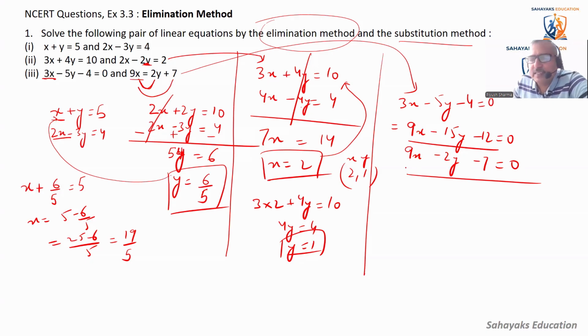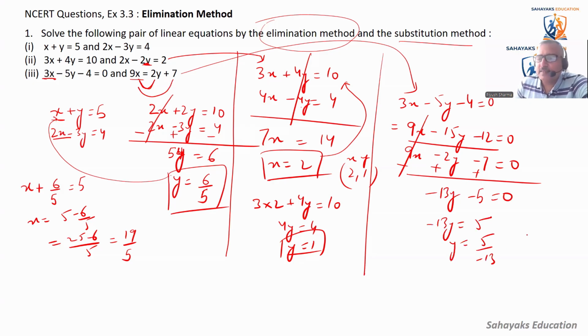Now I subtract the equations. When I subtract, the signs change: this becomes minus, this becomes plus, and this becomes plus. So the x terms cancel out. This becomes minus 13y, and here minus 12 plus 5 is minus 7... so minus 13y is equal to 5. So y is equal to 5 by minus 13, or you can say minus 5 by 13. So here we have found the value of y. If we put the value of y in any of the equations, we can find the value of x as well.